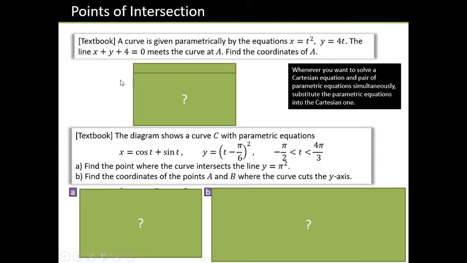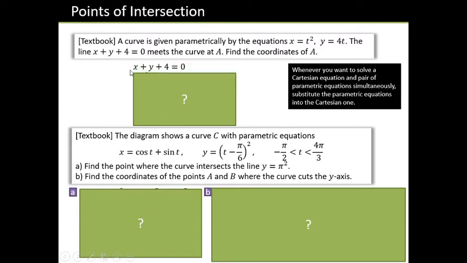So if we have a look at another couple of examples, a curve is given parametrically by the equations x equals t squared and y is equal to 4t. The line x plus y plus 4 equals 0 meets the curve at A. Find the coordinates of A. Well, we're given what x is equal to and what y is equal to, so it's possible for us to write this whole thing in terms of t, seeing as we're given x in terms of t and y in terms of t. So the key point is whenever you want to solve a Cartesian equation and a pair of parametric equations simultaneously, substitute the parametric equations into the Cartesian one.